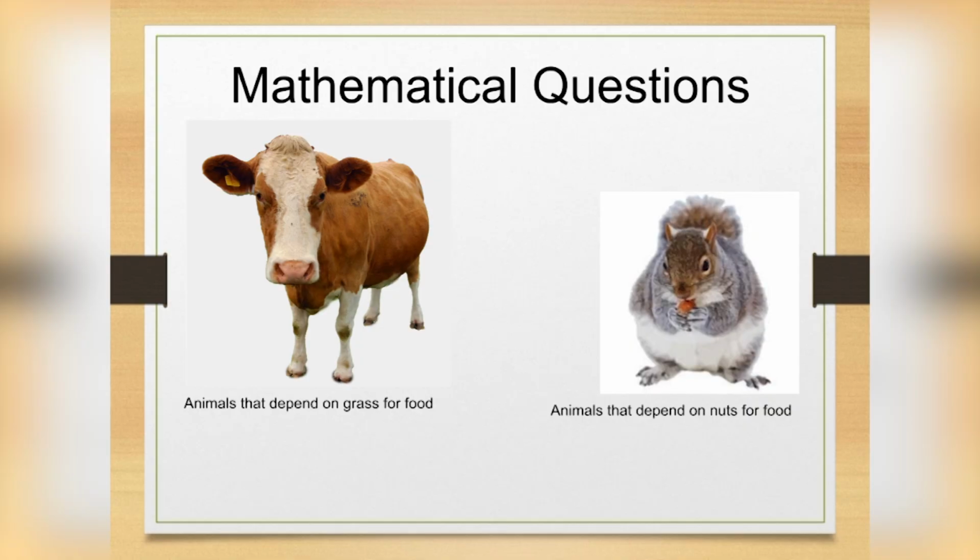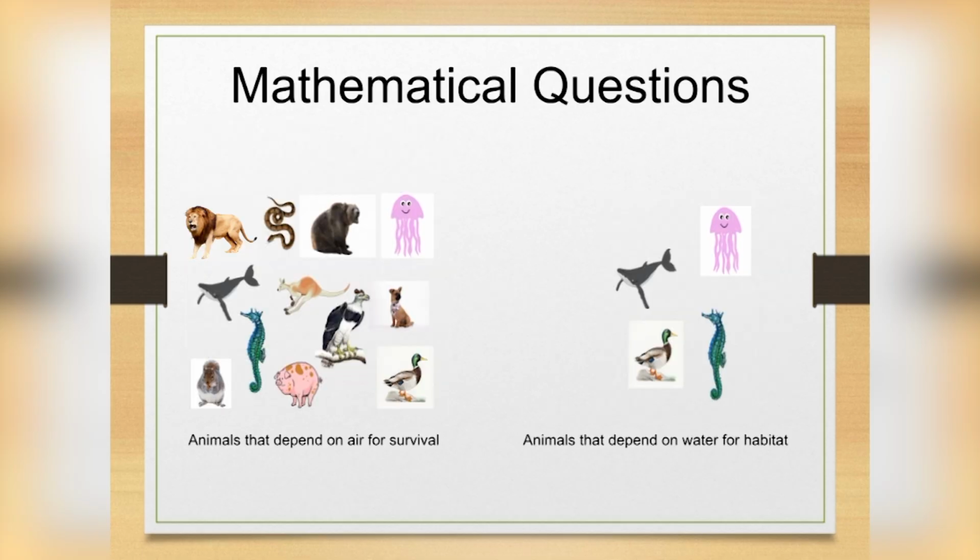Okay, so we have 1 animal that depends on grass for food, and we also have 1 animal that depends on nuts for food. Now, would this be less than, greater than, or equal to? Excellent job. Equal to. Wonderful. Now let's look at the next one. The number of animals that depend on air for survival is blank the number of animals that depend on water for habitat.